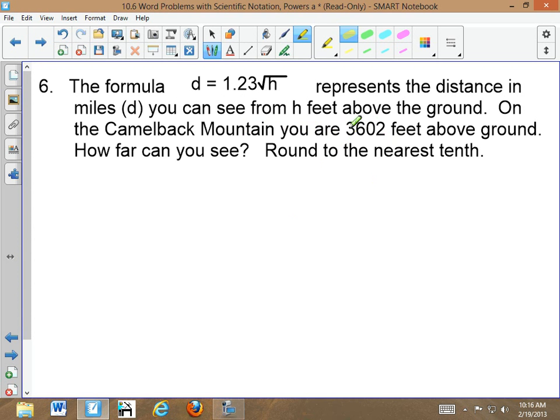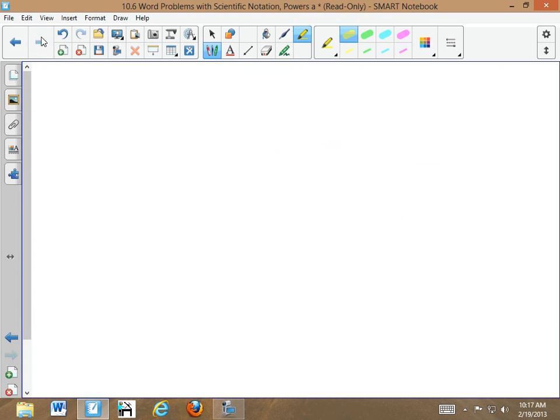And then here we have another formula. What do you think goes in for H? Yeah, it's height. H is height. 3602 feet above the ground is height. Round to the nearest tenth. So you should be able to do that one.